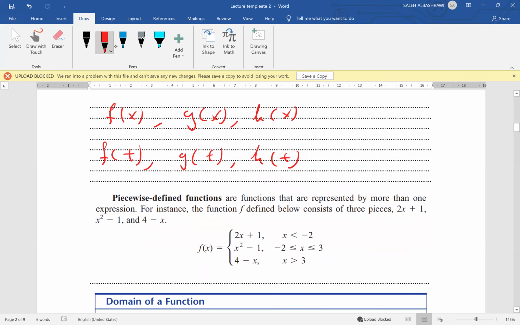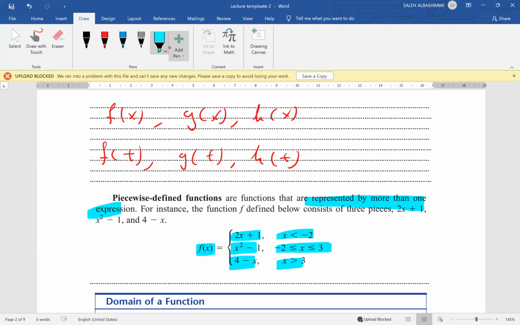The piecewise defined functions are functions given in this form. f of x has different pieces, depending on the different domains of the function. So f of x equals x plus 1 when x is less than minus 2, or x squared minus 1 when minus 2 is less than or equal to x less than or equal to 3, and it's equal to 4 minus x when x is greater than 3. We call this type of function piecewise functions. So these are functions that are represented by more than one expression.